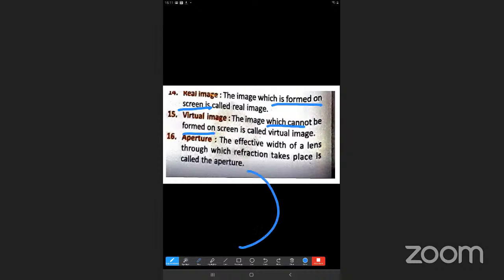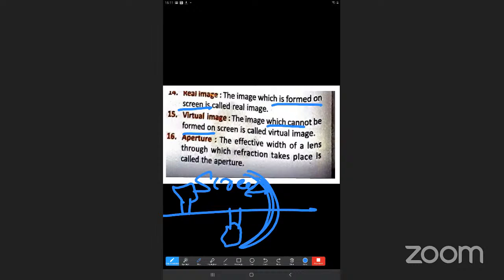For example, this is a screen here. So when the image is formed, this is the object. If the image is formed here only, it means this is a real image. If the image is formed behind the mirror, then it is a virtual image. The image which is formed on a screen is called a real image. The image which cannot be formed on a screen is called a virtual image.